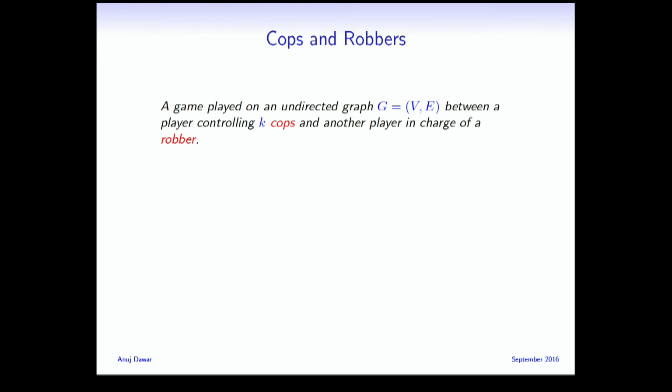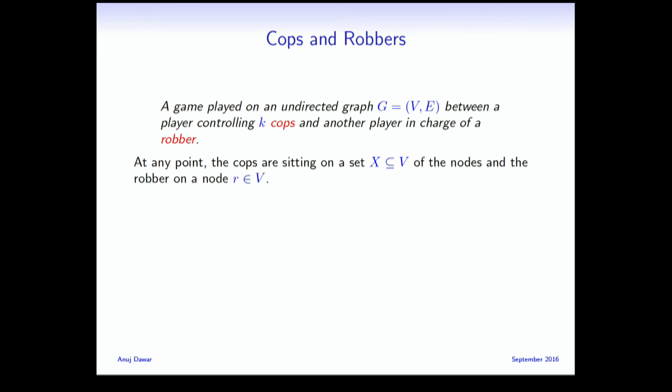So the cops and robbers game is the following game. We have an undirected graph, and we have two players, a cop player and a robber player. The cop player controls a team of k cops, and the robber player controls a robber. At any given point, all these k cops and a robber sit on vertices of the graph. What does one move consist of? So the cops are sitting on some set of at most k vertices. Robber is on some vertex r.